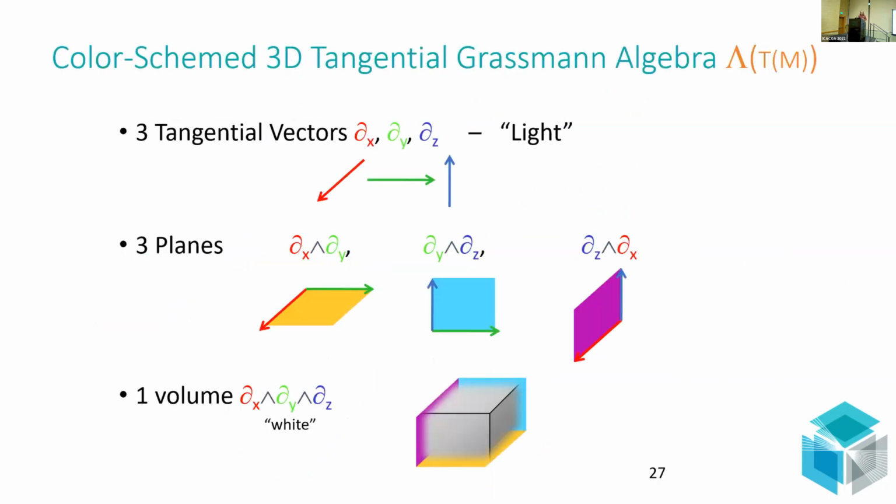So the idea is we identify the tangential vectors, the basis dimensions with light. Like the x direction, we use red light. The y direction, we use green light. The z direction, we use blue light. These are our basis vectors, and we can define the bivectors as a combination of red and green becomes yellow, like a plane. Green and blue becomes cyan. Blue and red becomes magenta. And we have one volume element, which is all colors combined, which is white. So this is like the basis vectors in the 3-dimensional color space by adding light.